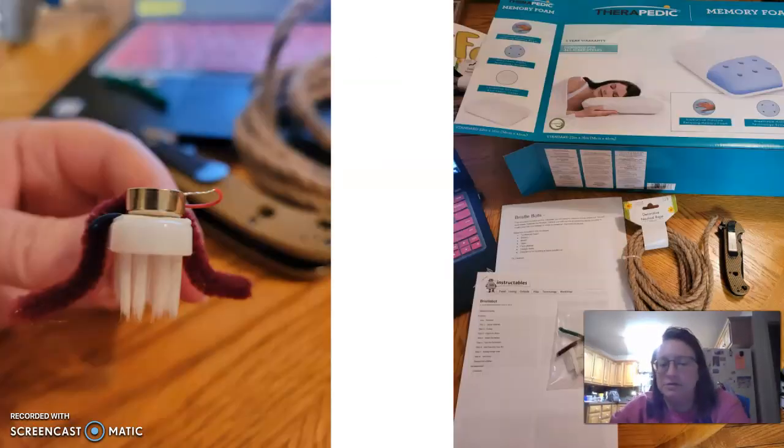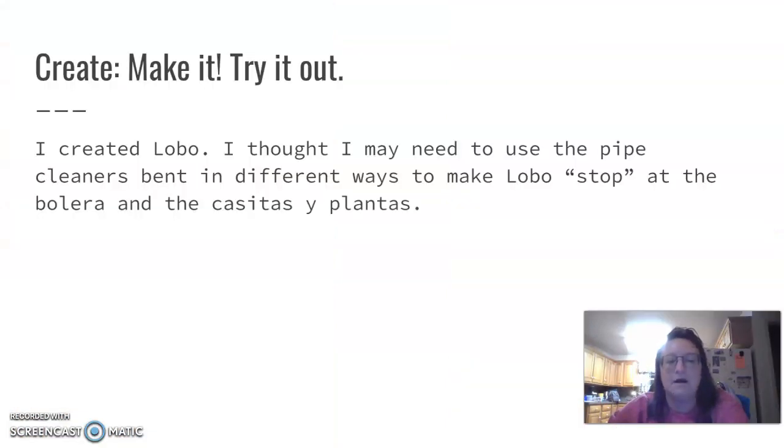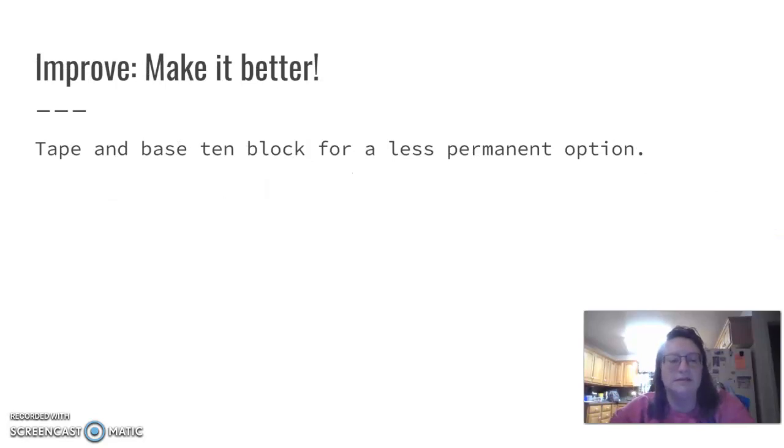Here are pictures of my supplies and my bristlebot once I had created it. I created Lobo. I thought it maybe used pipe cleaners bent in different ways. So I used a pipe cleaner of one color for one way and a different pipe cleaner for the other to make them stop at both places.